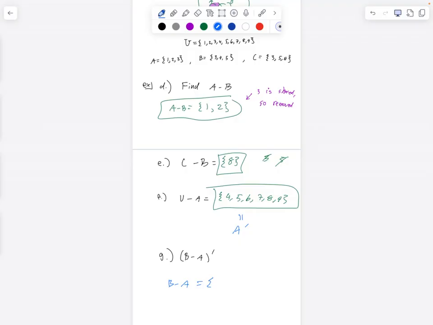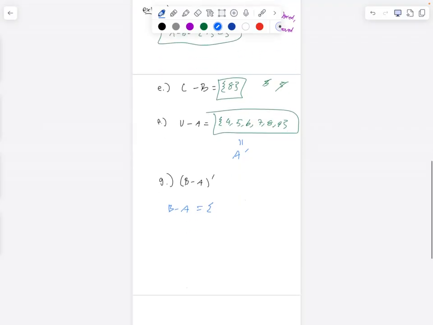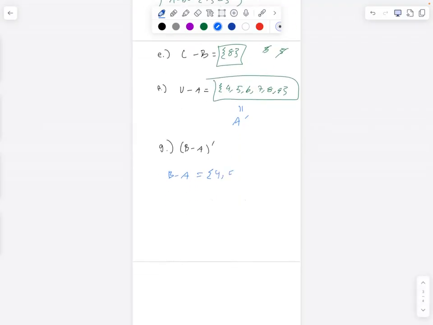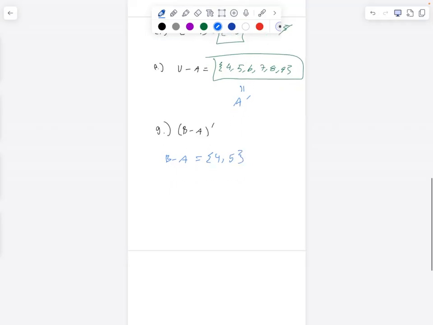You can always think of the complement as removing the difference from the universal set. That's just another way of thinking about it to have you there.